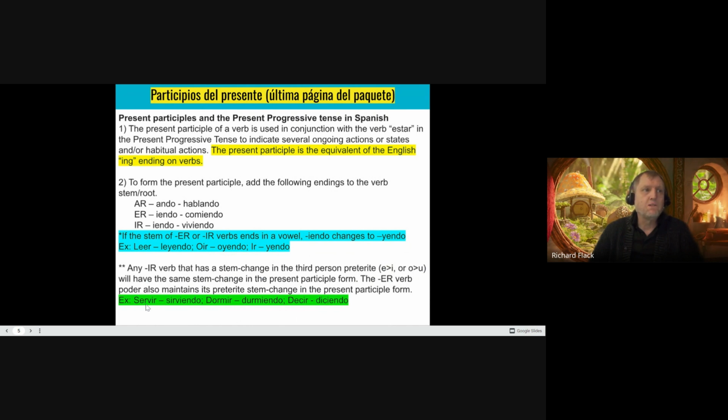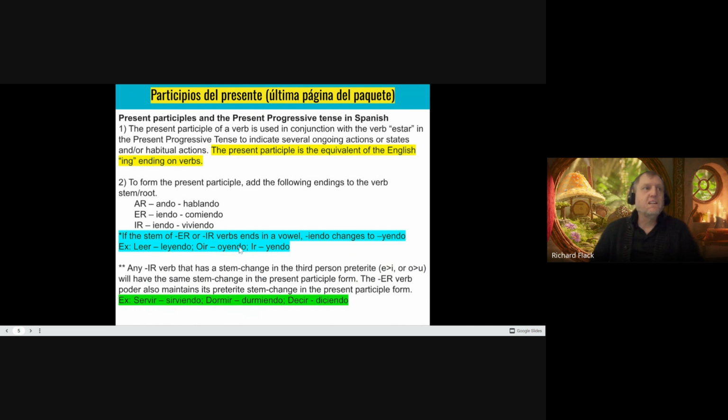But some examples are servir. Servir in the past tense is a stem changer. The E changes to I. And so we would keep that SIRV and add iendo, sirviendo. Dormir is another one. The O changes to U. Remember, this is past tense we're talking about. In the present tense, the O changes to UE. Durmiendo. Decir is an E to I stem change in the past tense, diciendo.